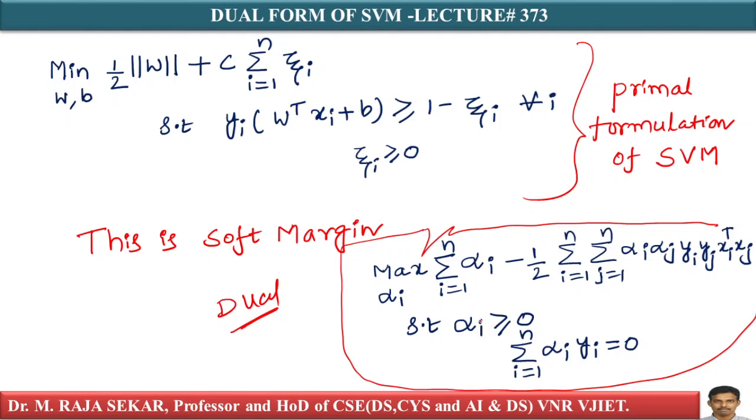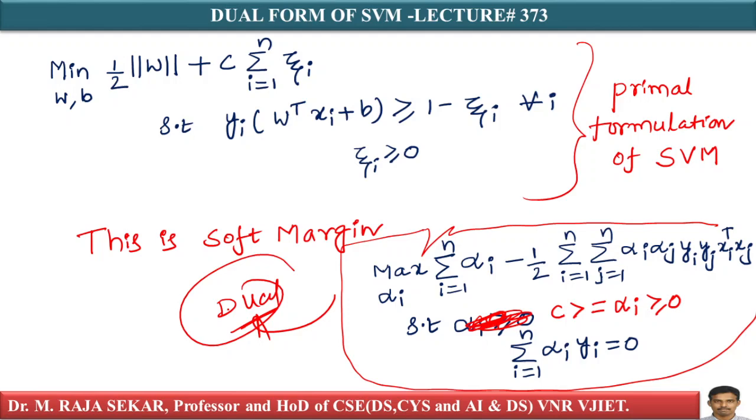If you speak strictly, such that C is greater than or equal to alpha i is greater than or equal to 0. This must be the case. Such that C greater than or equal to alpha i greater than or equal to 0, and sigma i equal to 1 to n, alpha i yi equal to 0. This formulation is called the dual form. This formulation is called the dual form of SVM.